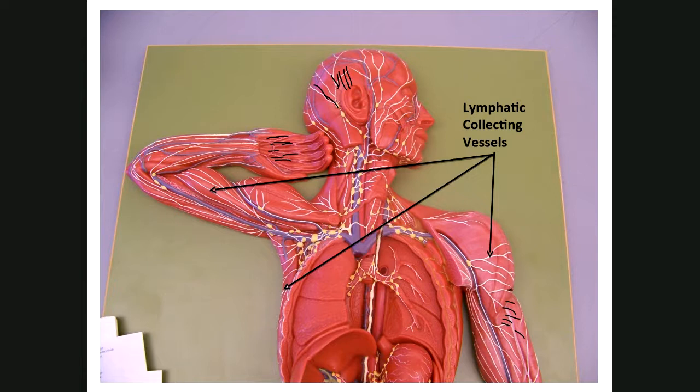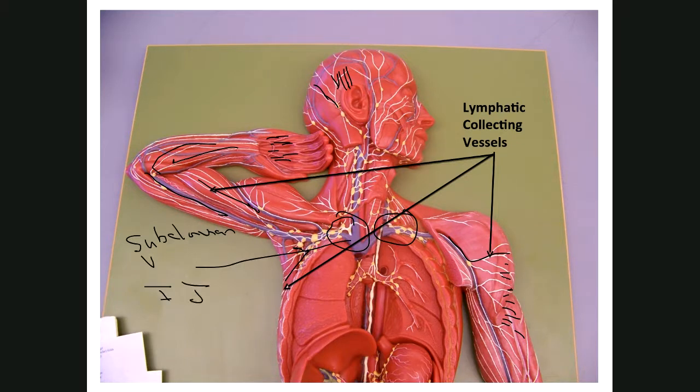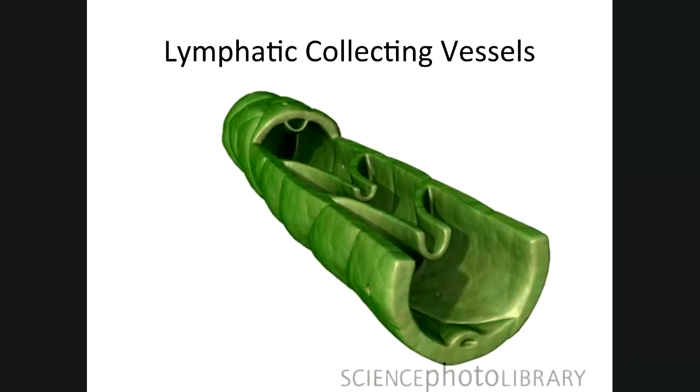And the fluid then is going to enter here, and it's going to begin to move this way. And again, it's going to keep moving only in one direction, and it's moving toward this, which is the junction of the subclavian vein and the internal jugular. And that's where it's going to empty back into the circulatory system. And there's one of these on each side, and we're going to see it empties, one on each side right there.